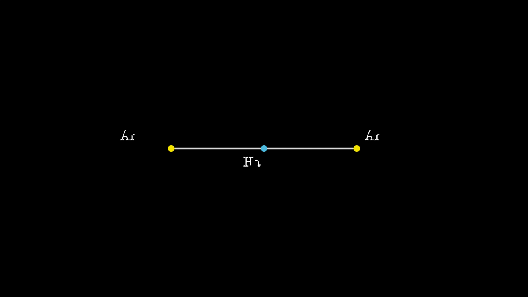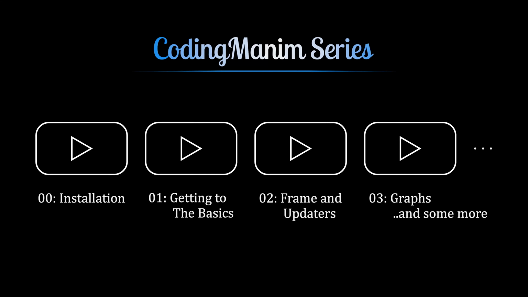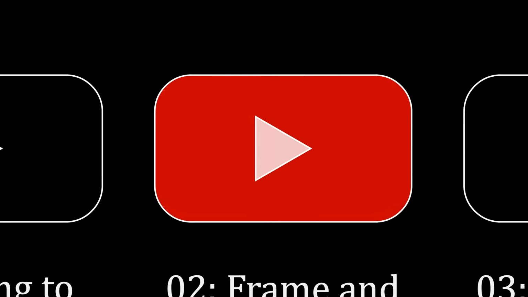I also covered the importance of points in transforming any object in Manim. The coordinates of these points determine how an object appears on the canvas. So, without further ado, let's jump right in.